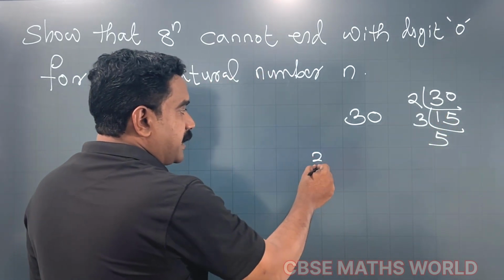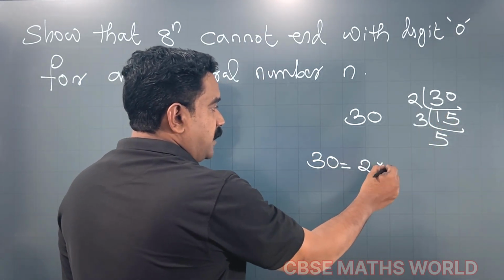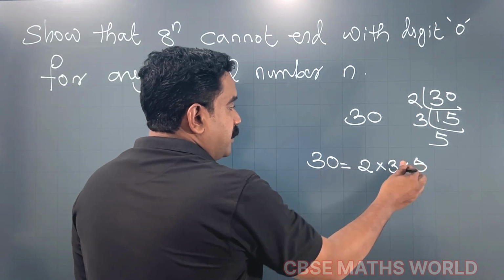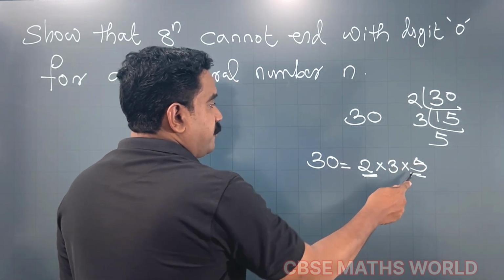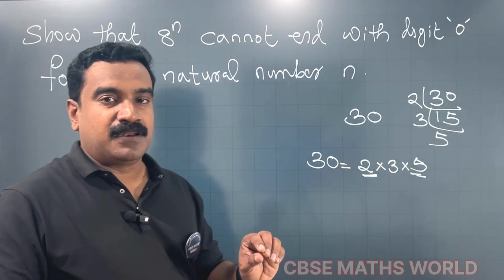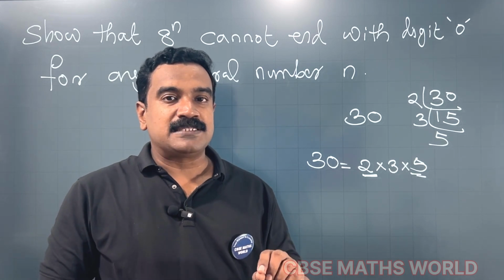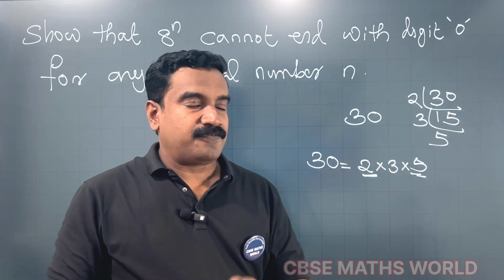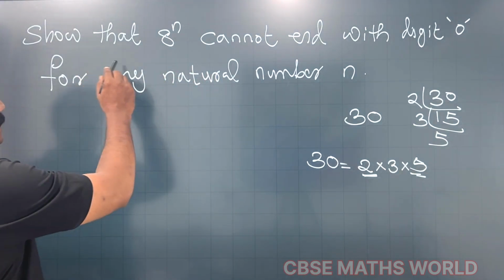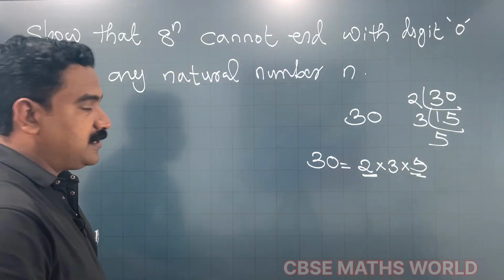So 30 you are expressing as 2 into 3 into 5. Look here, 2 is a factor, 5 is a factor. So any number ending with the digit 0 must have 2 and 5 as factors. But the question here is, show that 8 raised to n cannot end with digit 0.